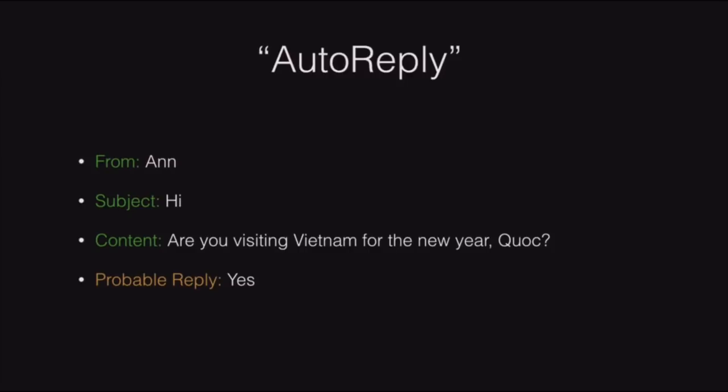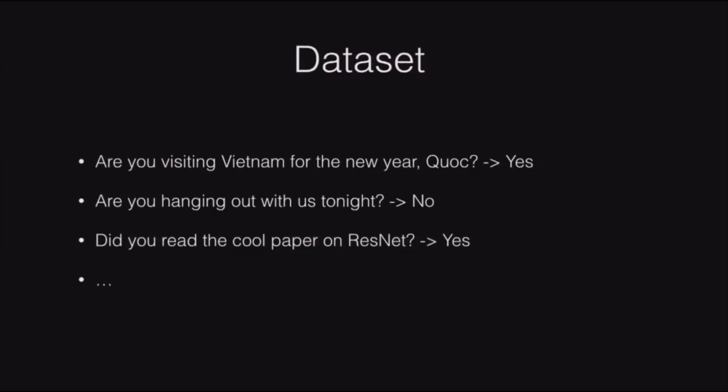She said hi in the subject, and she said, are you visiting Vietnam for the New Year, Quoc? That would be her content. And then my probable reply would be yes. So you can gather a data set like this, and then you have some input content. So for now, let's ignore the author of the email and the subject, but let's focus on the content.